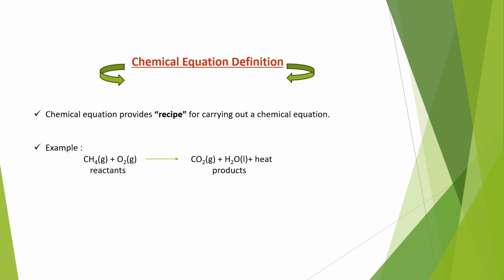Chemical equation definition. Chemical equations provide recipes for carrying out a chemical reaction. Example: methane gas reacts with oxygen to produce carbon dioxide and water with heat.